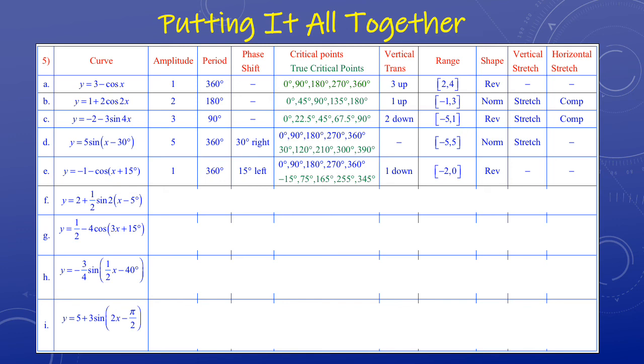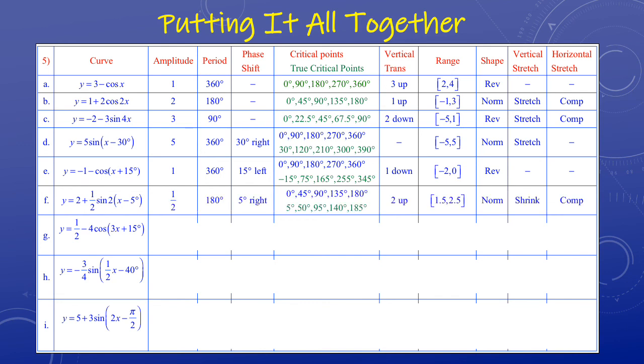The vertical translation is 1 unit down, so the range is from -2 to 0. This curve is reversed. Because the amplitude is 1, it's neither vertically stretched nor shrunk, and because the period is 360 degrees, it is neither compressed nor elongated horizontally.